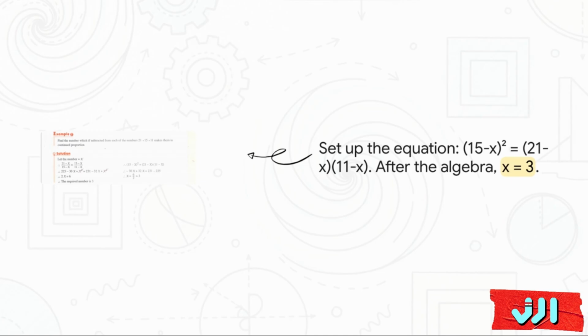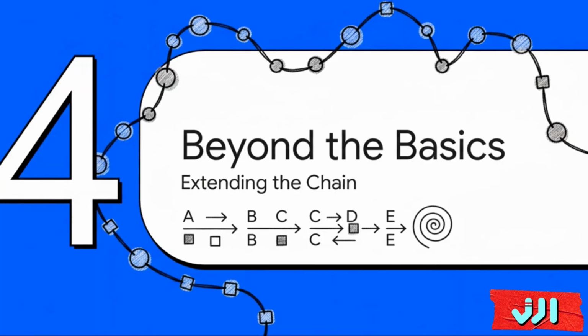When you multiply it all out, the x squared terms on both sides of the equation just cancel each other out. And what you're left with is a much friendlier equation that you can easily solve to find out that x is 3. How cool is that? That was some great detective work.